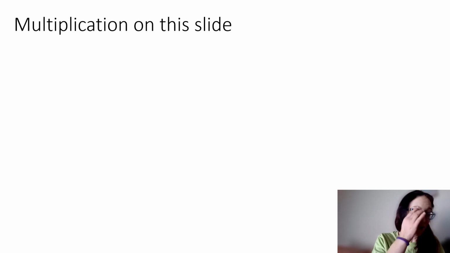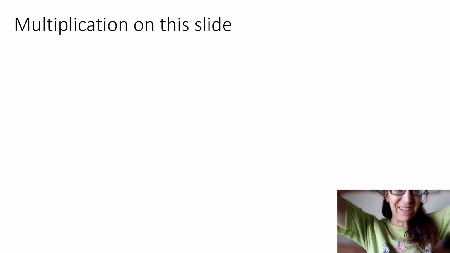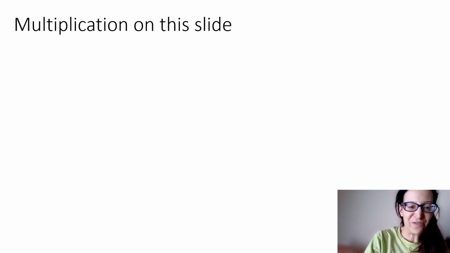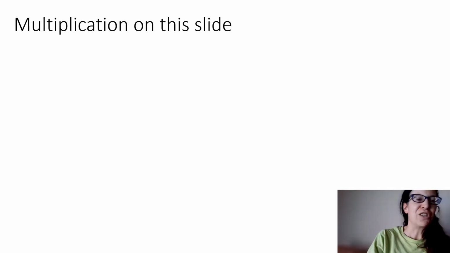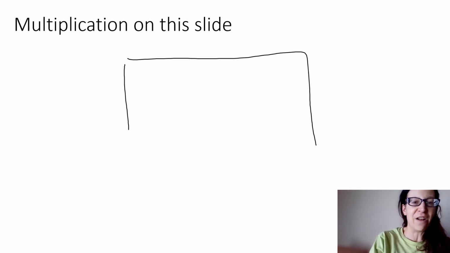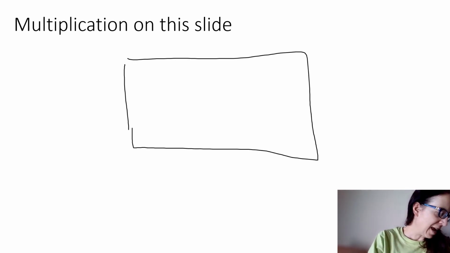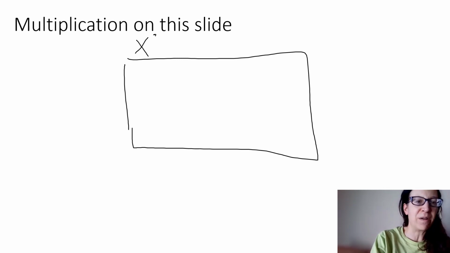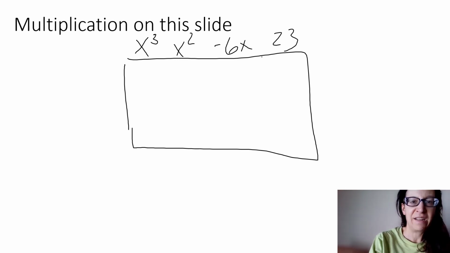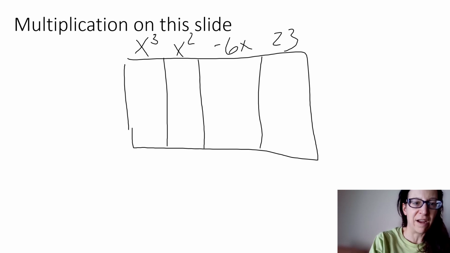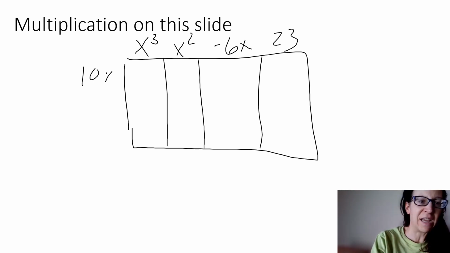multiplication. So this is where I just kind of kick myself, like, why am I picking these numbers? But I believe in following through with your silly decisions. So to multiply them, we're going to need a fairly big area model. And then across the top, I'm going to have x to the third plus x squared minus 6x plus 23. So we have 4 columns there. And then down the right, we have 10x squared plus 28x minus 81.